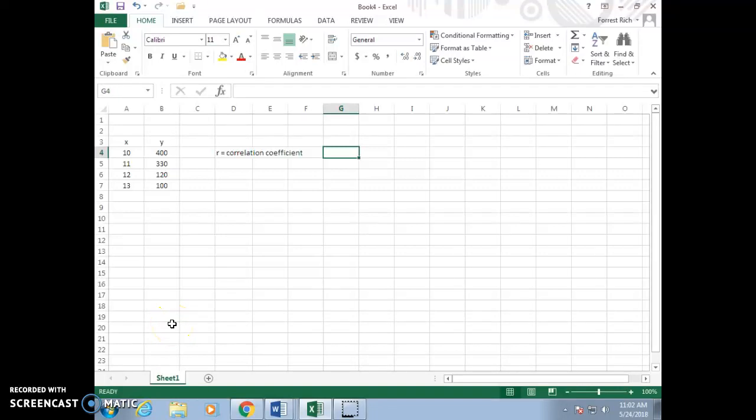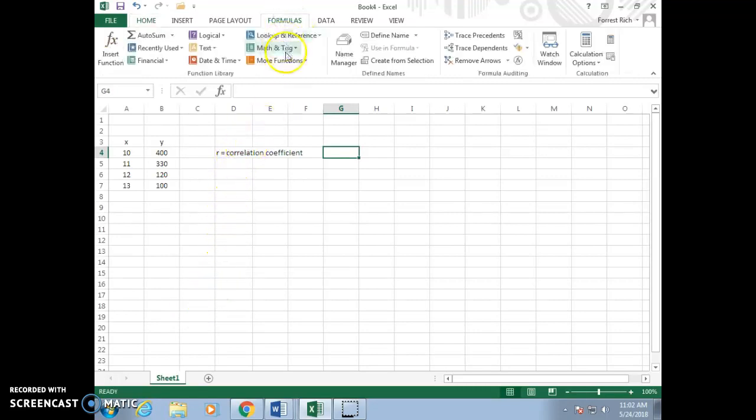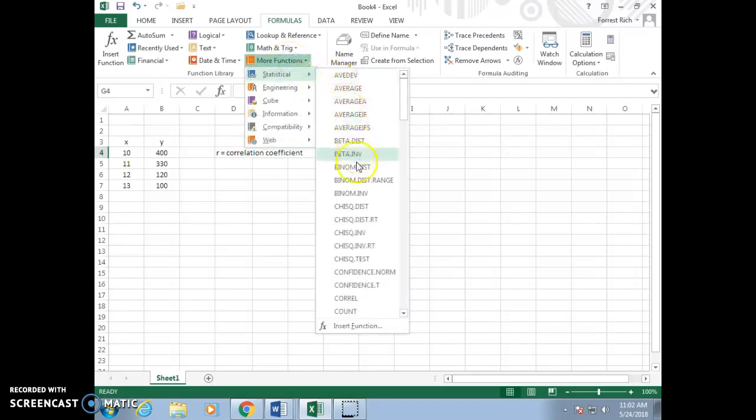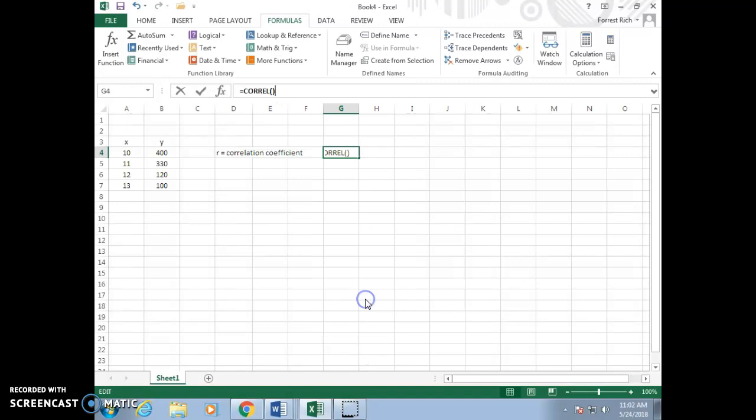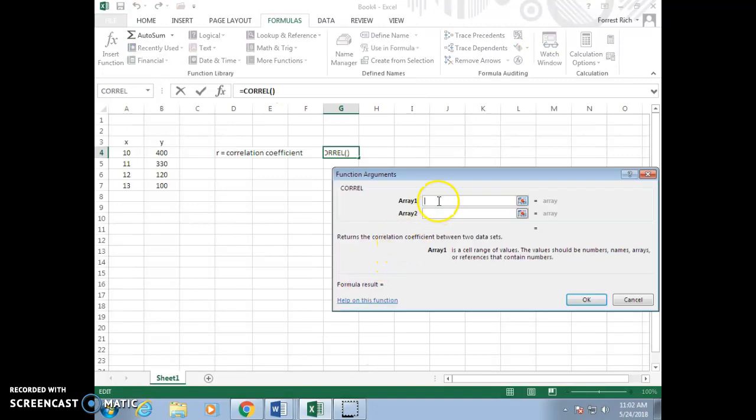Excel will calculate the correlation coefficient of x and y for us. Formulas tab, more functions, statistical functions. We're looking for the correlation coefficient, so look for CORREL. We just need to give the locations of the x and y columns. And there is the correlation coefficient.